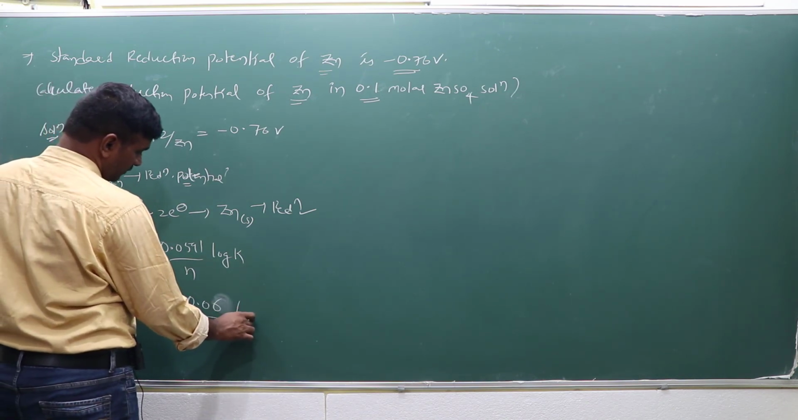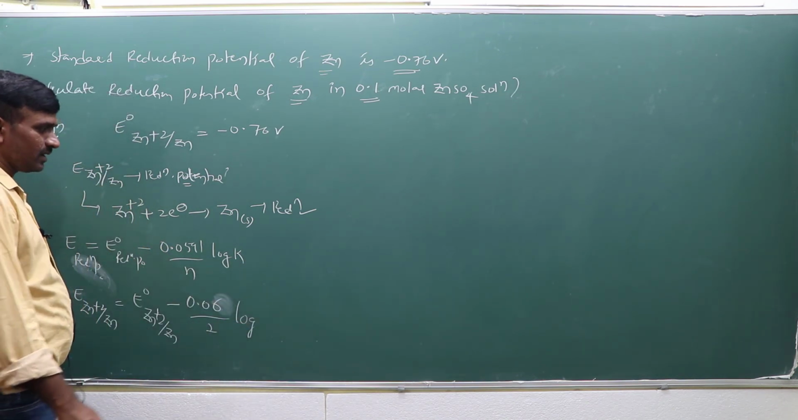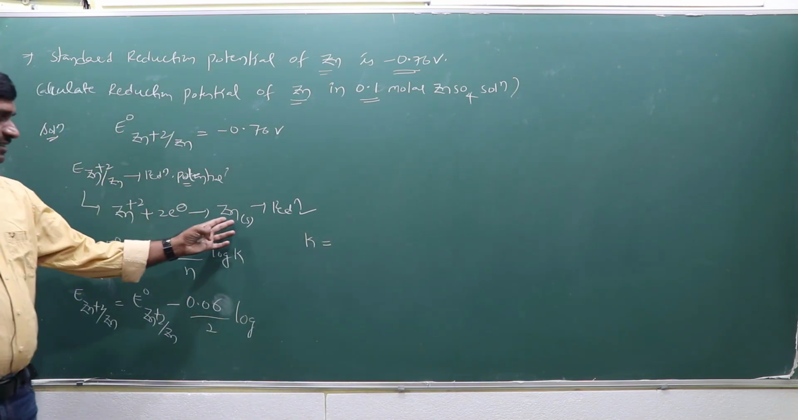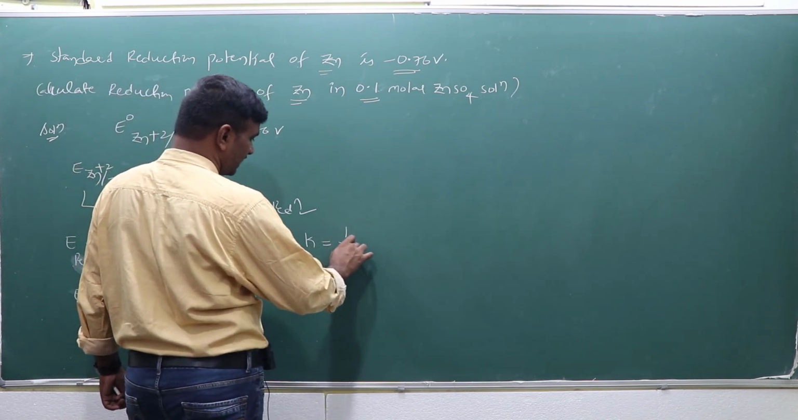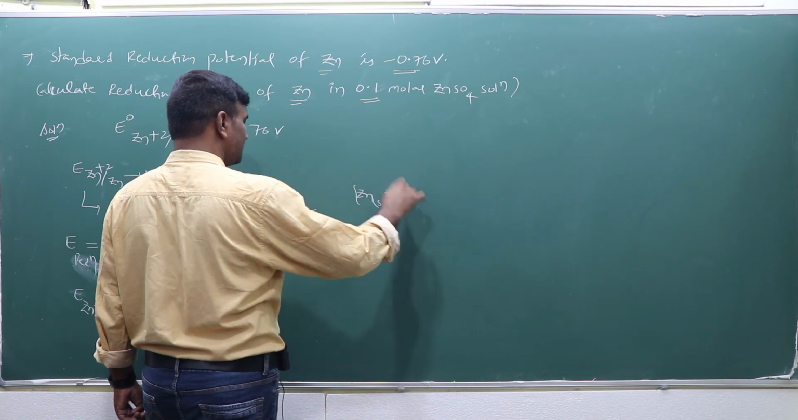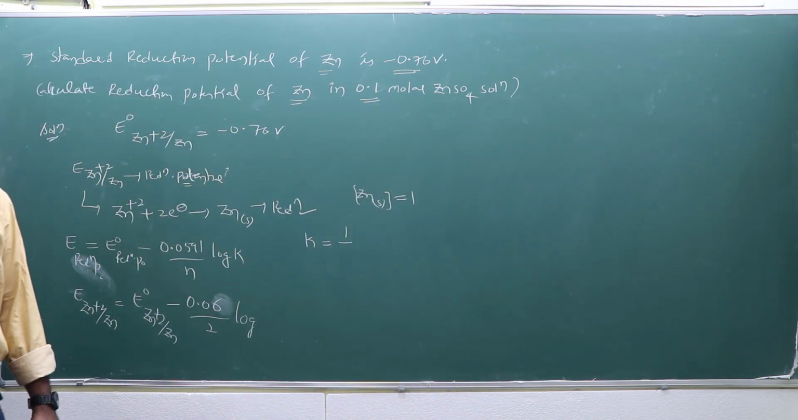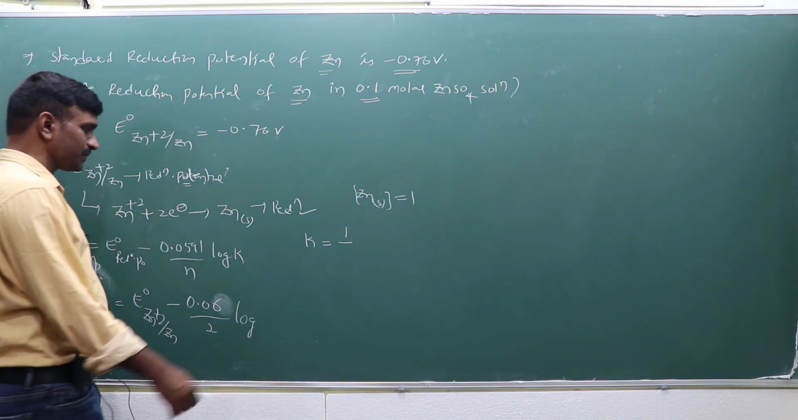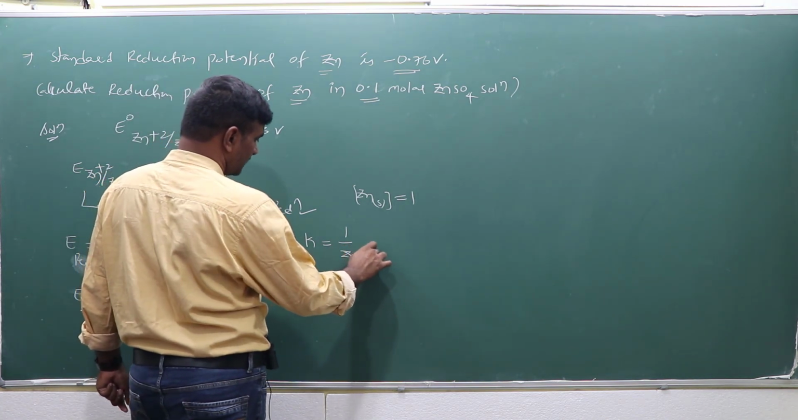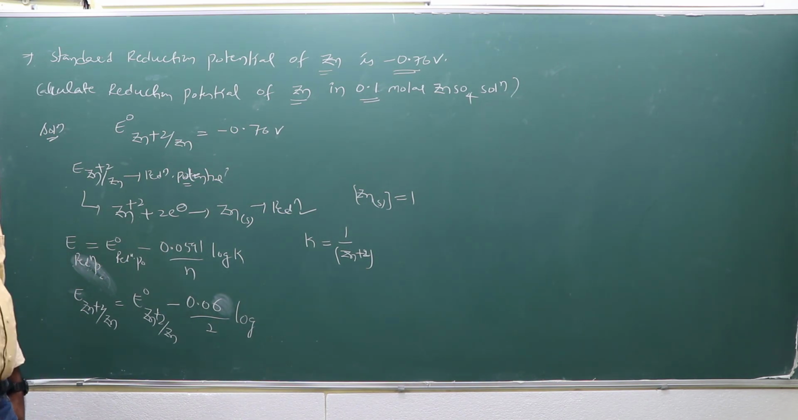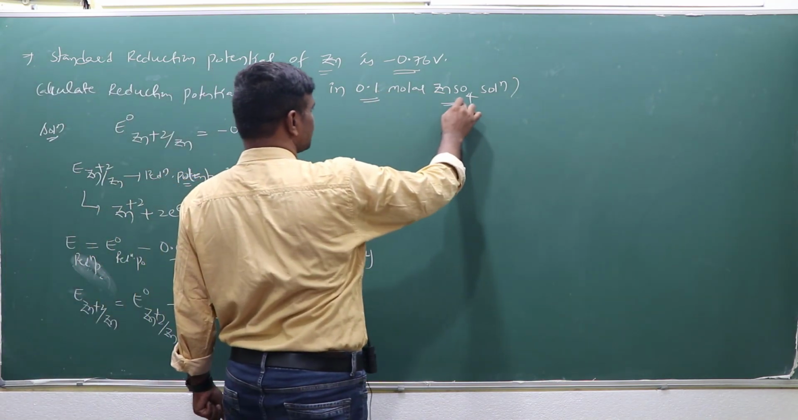So log K. K is equal to what? Products by the reactants. What is the product? Zinc solid. But in the zinc solid case, when it is taken as solid or in excess, its concentration is taken as unity, 1. So this neutral form is taken as unity. Next, the reactant is zinc plus 2. And the zinc plus 2 concentration is how much? He has mentioned 0.1 molar zinc sulfate solution.